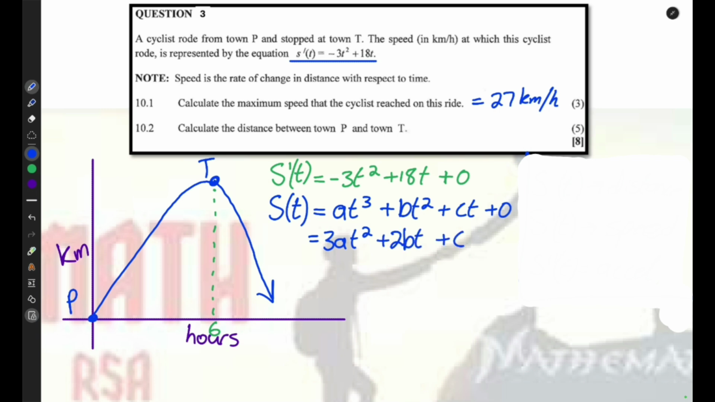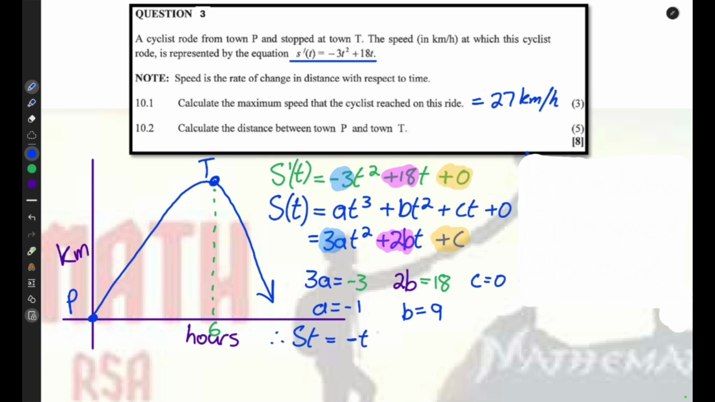And now I can just use this in the blue function and correlate with the green function, and that's how I'm going to solve. So 3a will be equal to minus 3, and then 2b must be equal to 18. I can see that c is just equal to 0. So in this case, a would be equal to minus 1, and b would be equal to 9. So therefore, the original function had to be minus t cubed plus 9t squared plus 0 plus 0. And then to find their answer, how far the towns are from each other, I will just sub in 6 into that equation.